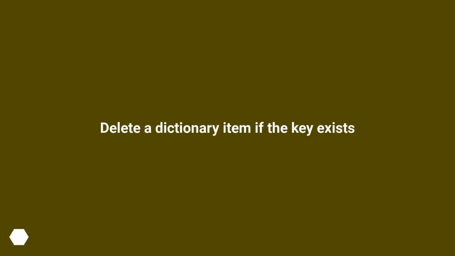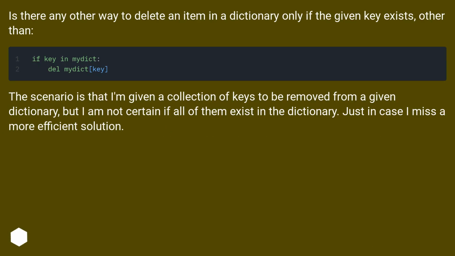Delete a dictionary item if the key exists. Is there any other way to delete an item in a dictionary only if the given key exists, other than this? The scenario is that I'm given a collection of keys to be removed from a given dictionary, but I am not certain if all of them exist in the dictionary. Just in case I miss a more efficient solution.